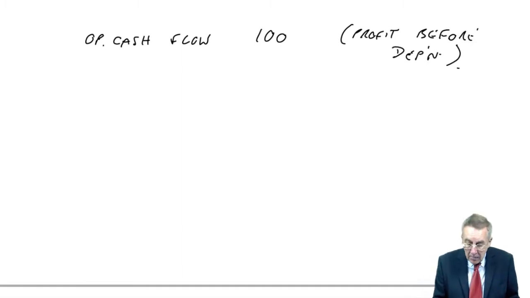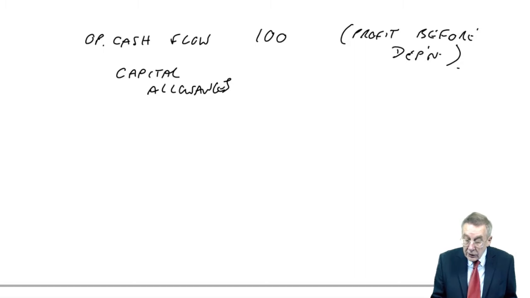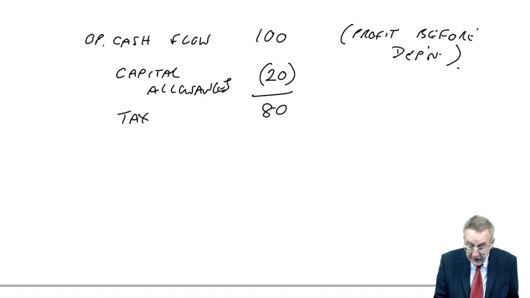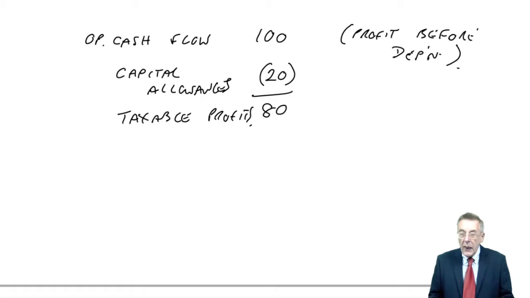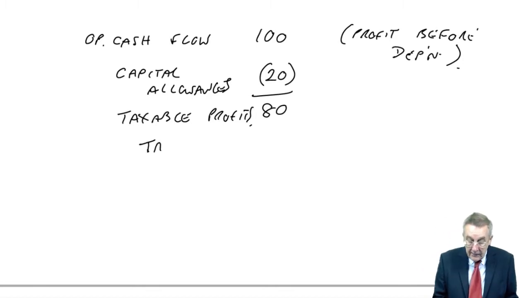So suppose I tell you the capital allowances this year, I'm making up figures just to explain the principle. Suppose I tell you the capital allowances are 20. That would mean the taxable profits were 80. And it's on that figure that they'd actually calculate tax. And again, I'm making up a figure. Suppose tax is 30%. The tax would be 24.